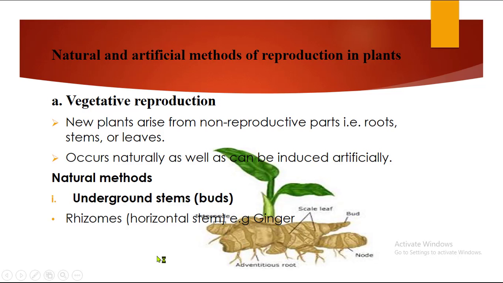So here I have mentioned buds. So the common thing for all the underground stems is buds. They germinate or new plants arise from the buds. First example is rhizome. Rhizomes are horizontal stems. The common example is ginger. In this slide you can see a ginger, it has certain buds, and from those buds new plants can be produced. So this is a type of asexual reproduction.